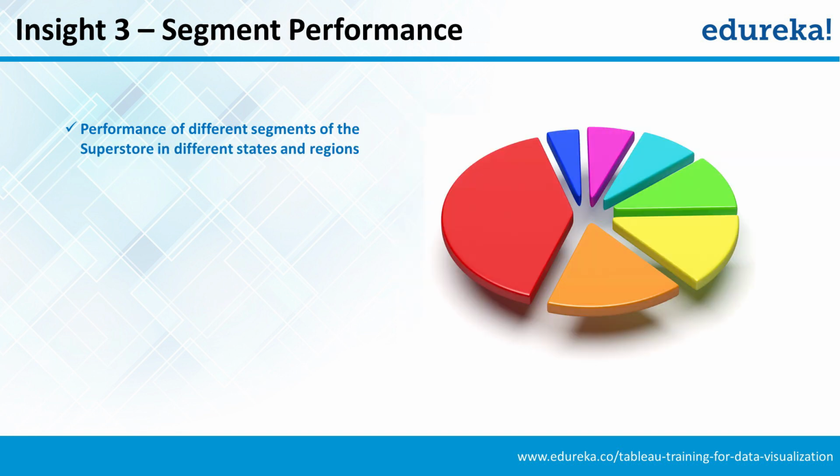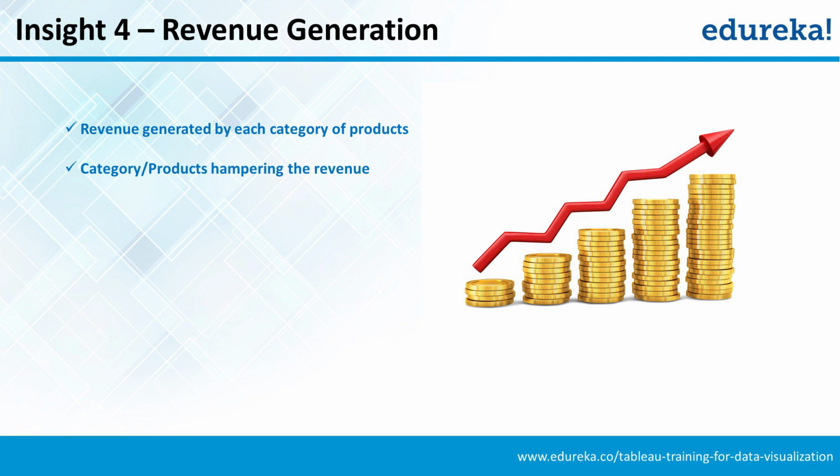The third question will be, how different segments of the superstore is doing in terms of sales and profit in different regions as well as states. Fourth, how much revenue is getting generated by each category? Which all category or products are hampering the revenue of the organization?